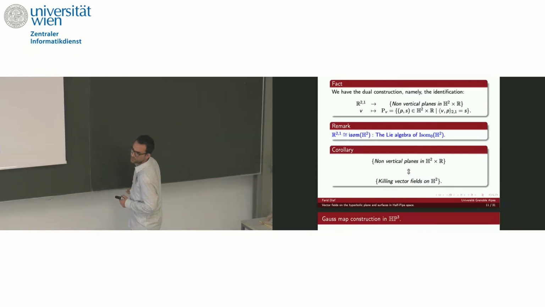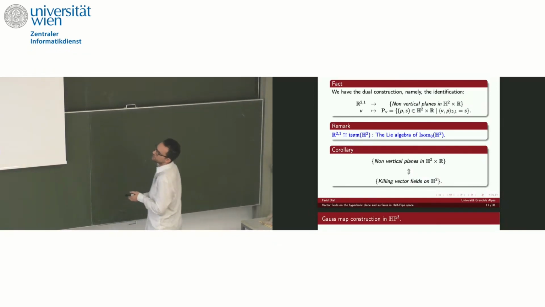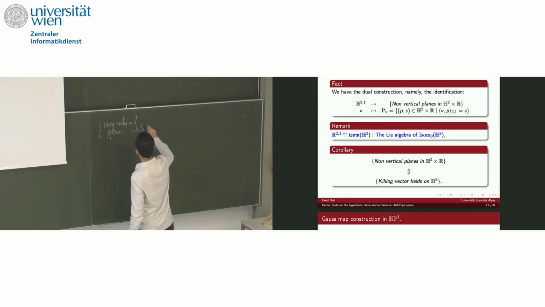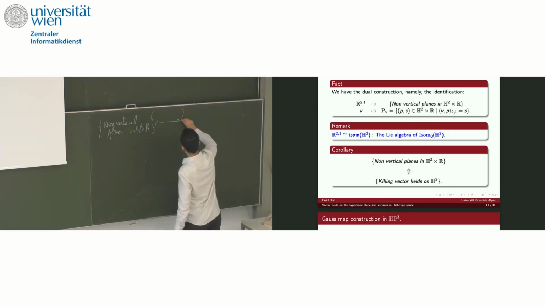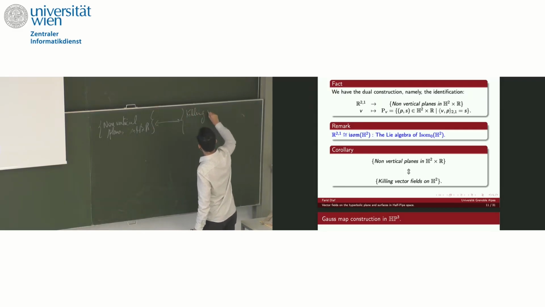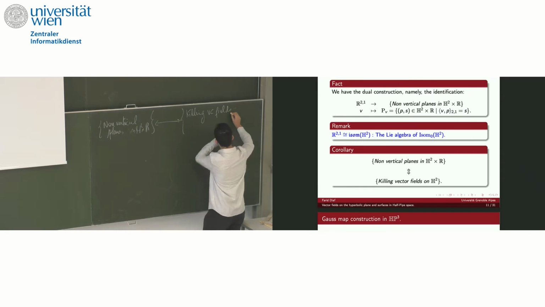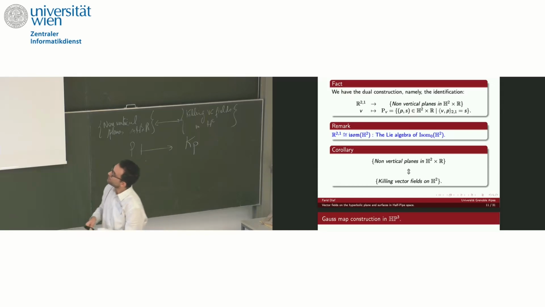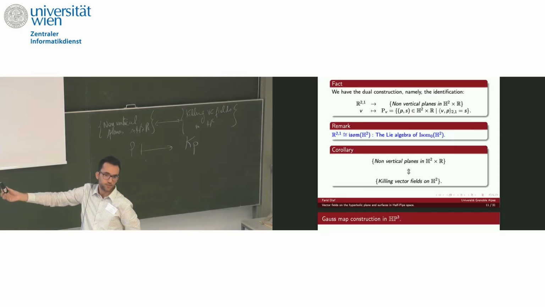which I will give a name to. So, non-vertical planes. Why do we have this? If you have a non-vertical plane, by the fact above it is a point in Minkowski space. But now a point in Minkowski space is a Killing vector field.